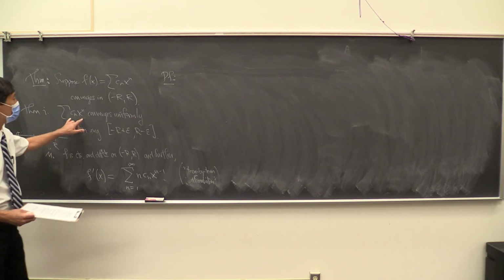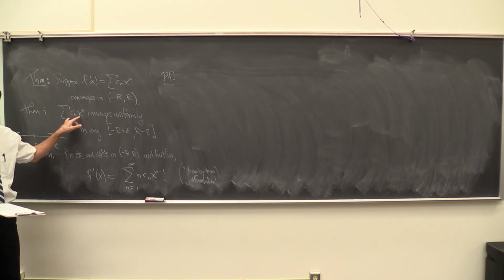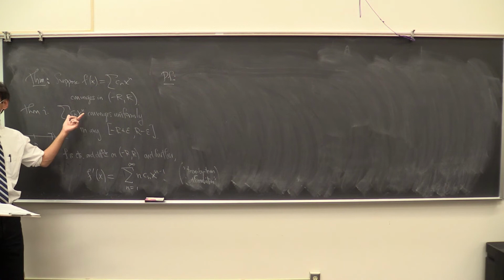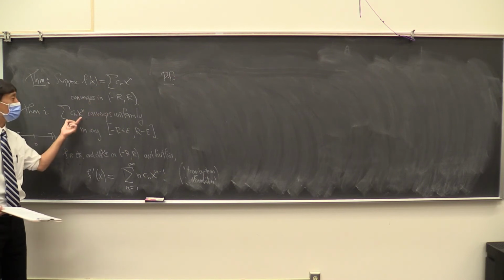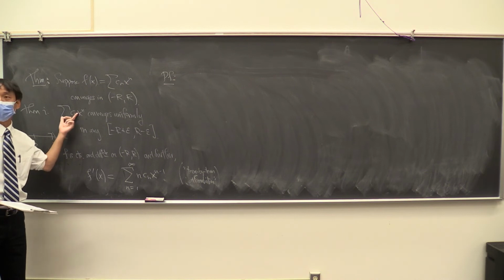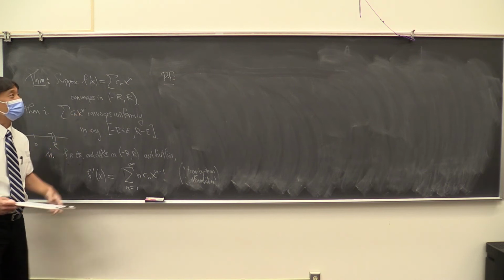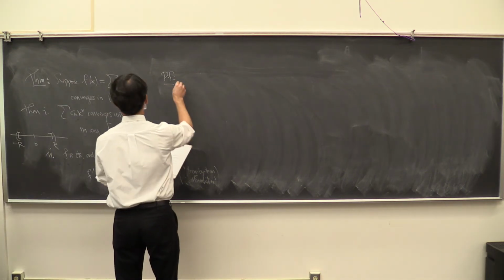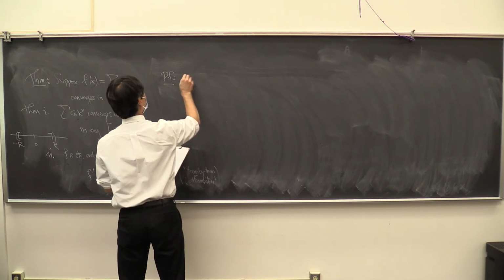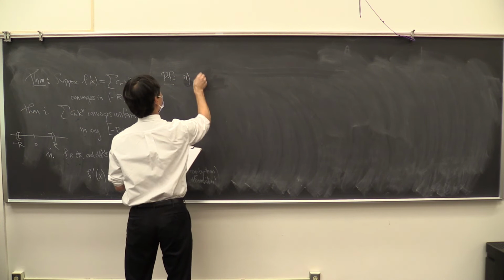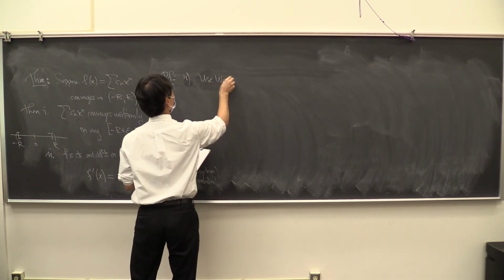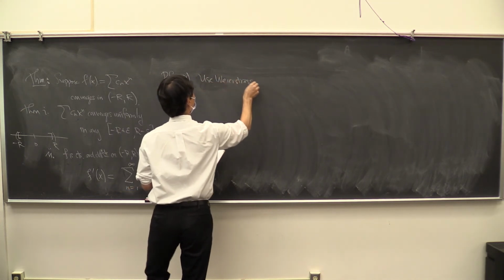Remember what it says. If we can get bounds for each of these summands, and the sum of those bounds converges, then this thing converges uniformly. So that's what we're going to use. Part 1, use Weierstrass M-test.